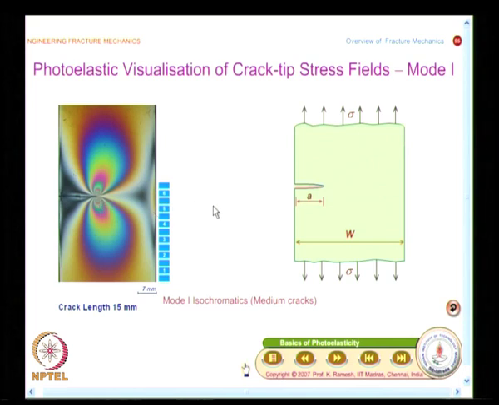And photoelasticity has the luxury of showing different geometric features when we go from mode 1 to mode 2 or a combination of mode 1 and mode 2, because I had mentioned this when I started discussing different modes of loading at the crack tip.